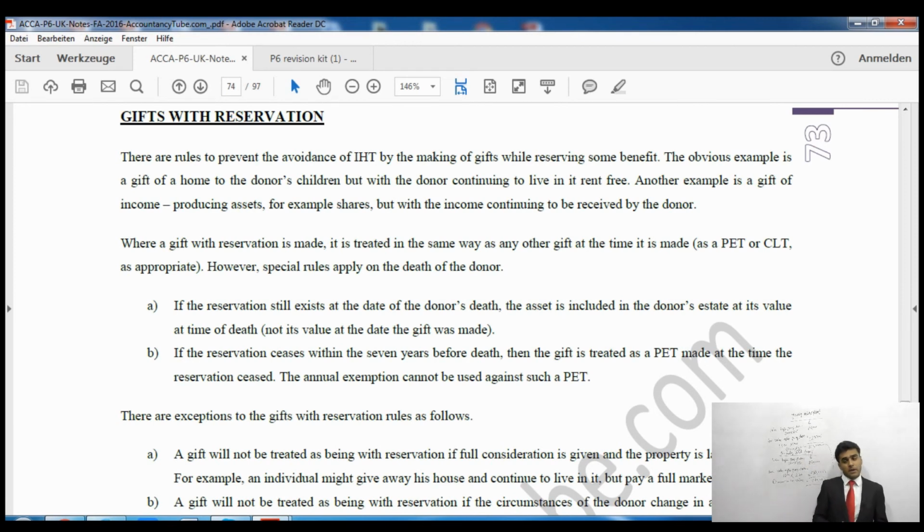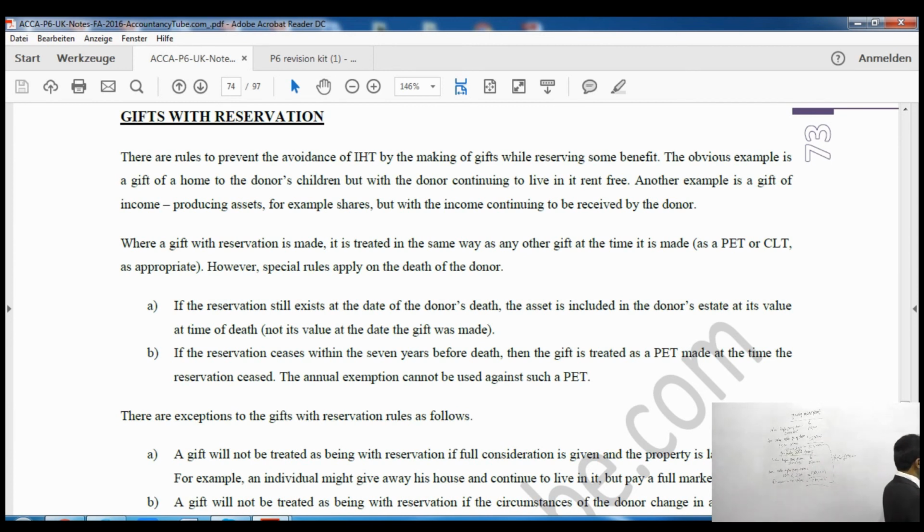Another thing as well, say for example, if I made the gift to my son and I continue to live in that house, and after some time, I ceased living in that house. Now the day I ceased living in that house will be the day when it is considered as making the PET to my son, not the actual date when I gave the gift to my son, right? So it will be the day I ceased living in that house that will be considered as the potentially exempt transfer. Right? So these are the things it says in the gift with reservation.